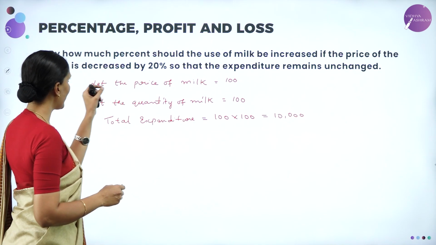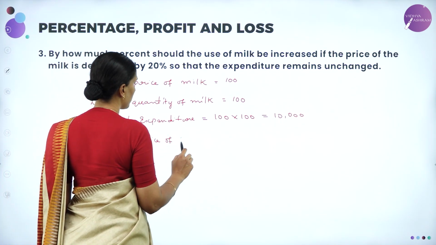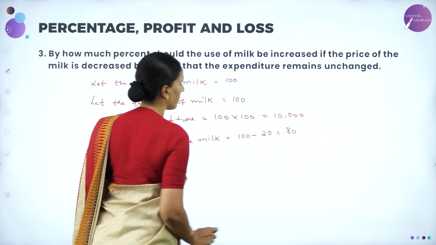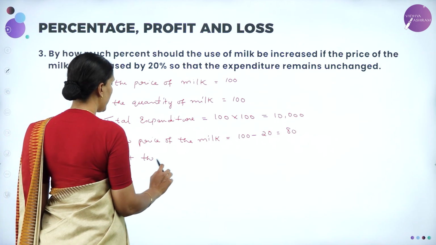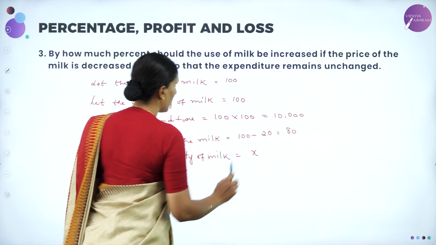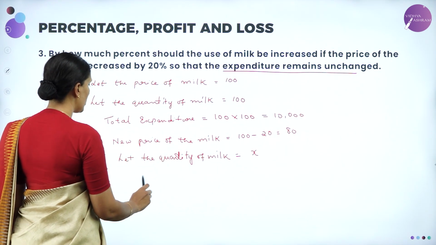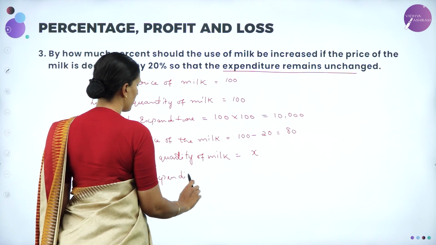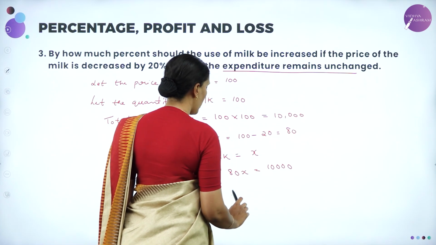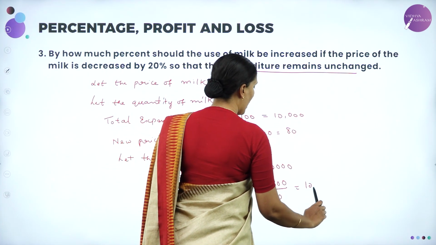Now they have told us the price of the milk is decreased by 20%. So therefore, the new price of the milk is equal to 100 minus 20, which is equal to 80. Now here, let the quantity of the milk used be X. Now they have clearly told us that the expenditure remains unchanged. So that means here the expenditure is equal to 80x. Since it is not changed, it is equal to 10,000. So we'll get x is equal to 10,000 divided by 80. So when you divide this, you will get the value as 125.